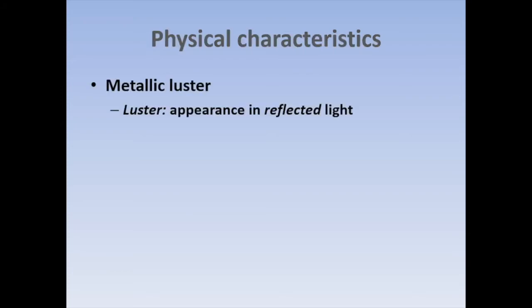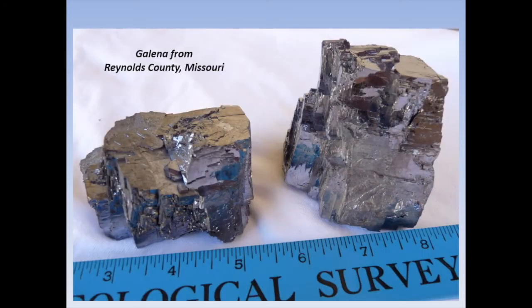All right, let's look at some of the physical characteristics of galena. First, it has a very notable metallic luster. Now, when I use the term luster, what I'm talking about is the mineral's appearance when we reflect light off of the surface of the mineral. Here's an example of some galena with fairly fresh surfaces. And as you can see, they look very metallic. It looks like a big lump of metal, except that it again is showing that very cubic form.